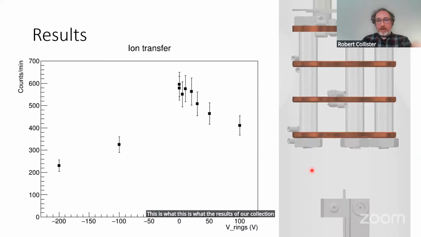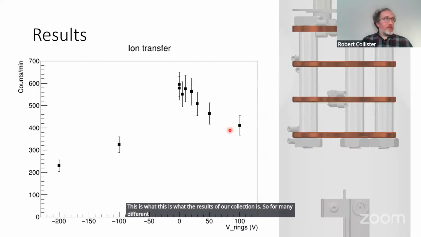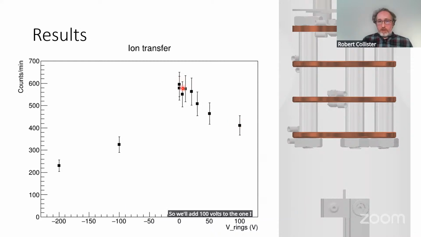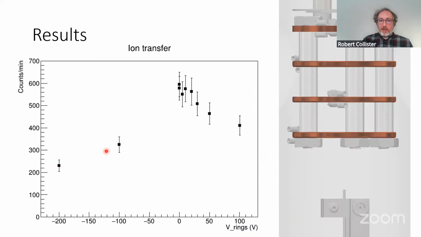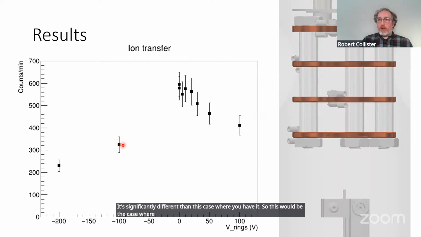So for many different values of the applied voltage. So that 100 volts, the one I showed you, the 10 volts down here, and then where we turn the direction of the field, reverse it by applying a negative voltage, because we wanted to see that you could really turn it off entirely, and sure enough, you can. It's significantly different than this case where you have it.